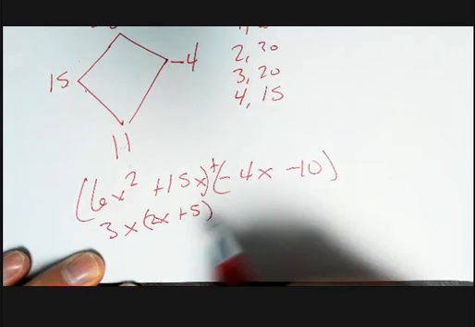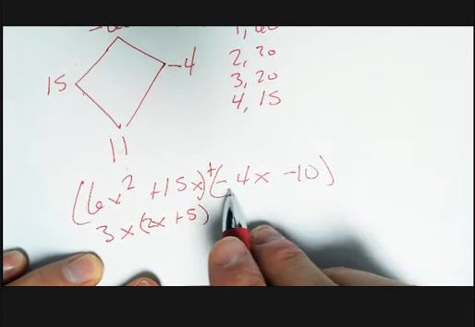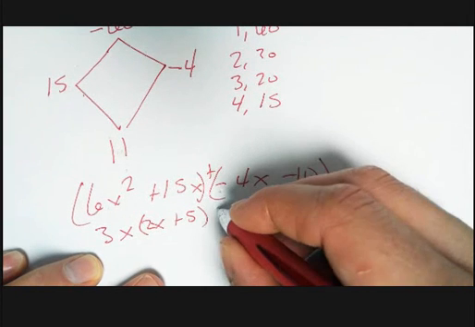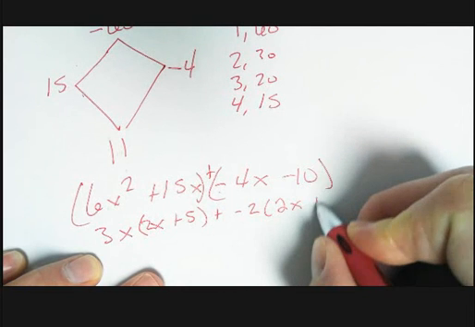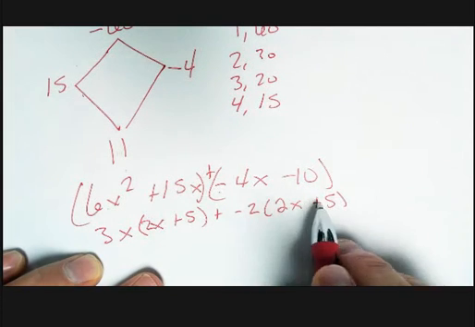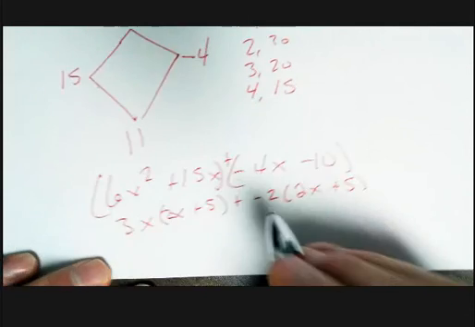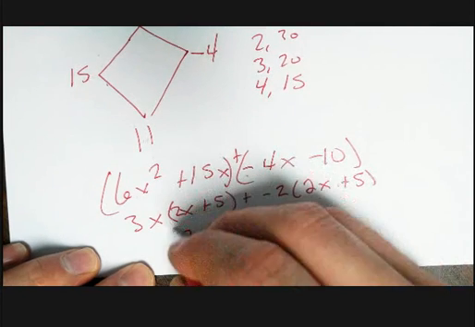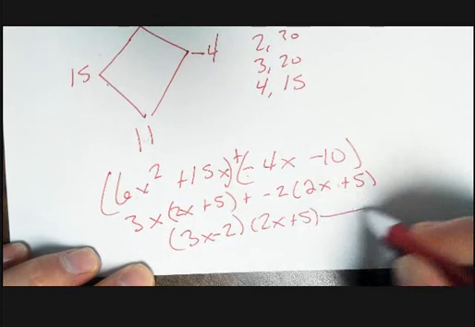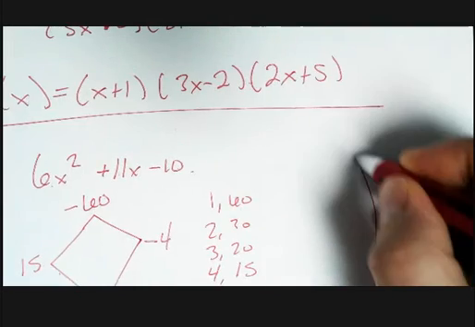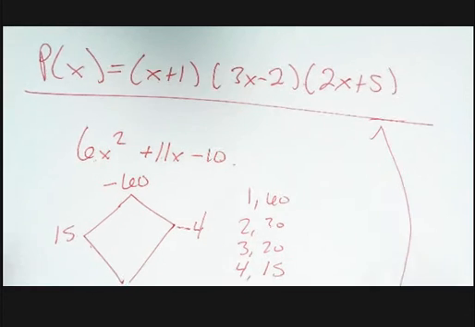Alright, and then over here we're going to do the same thing. What can we pull out here? Well, we can pull out a negative 2. And that's going to leave us a 2x plus 5. Remember, what's inside these parentheses here has to be the same thing. So that's going to give us a 3x minus 2, 2x plus 5. That we came up with up here. Okay, and that's how you work this entire test.